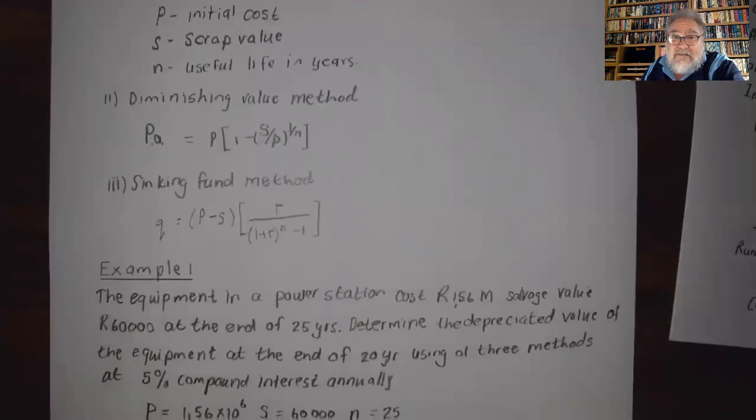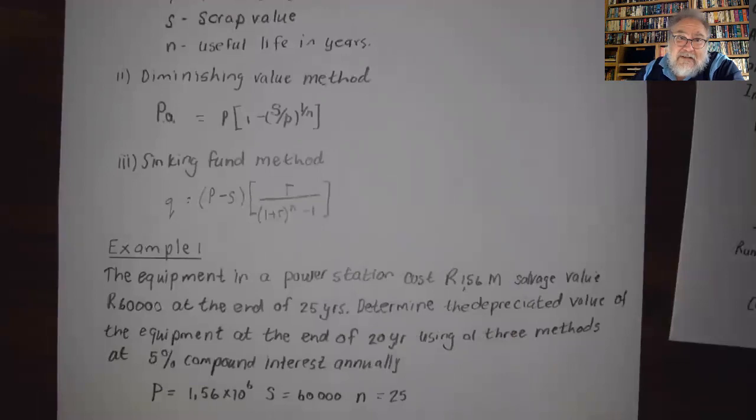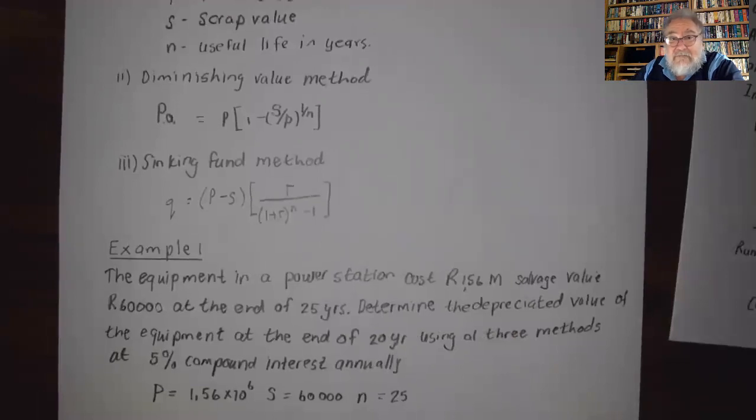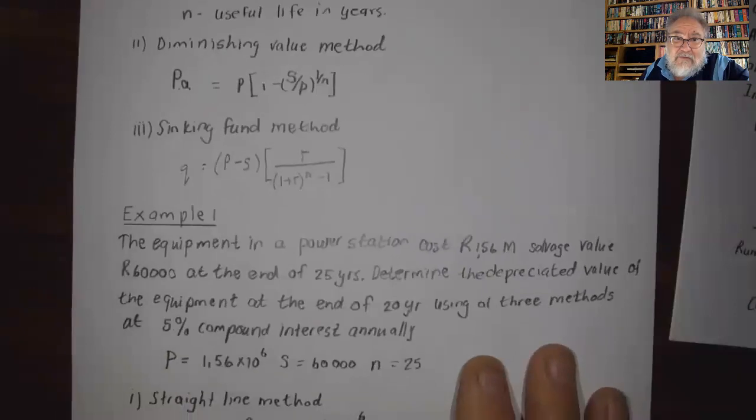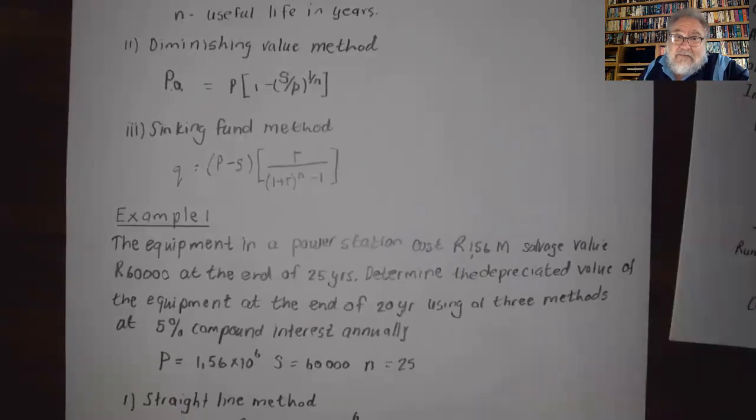Then the diminishing value method, PA is equal to P times 1 minus S over P to the power 1 over N, where we have the same values for S and P. The sinking fund method, Q is equal to P minus S times R divided by 1 plus R to the power of N minus 1.